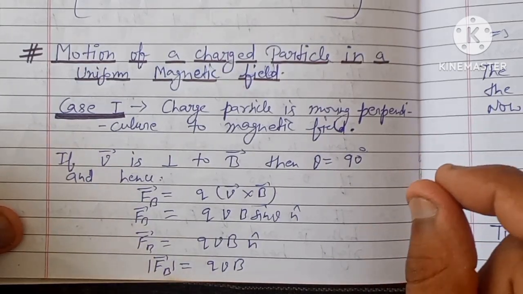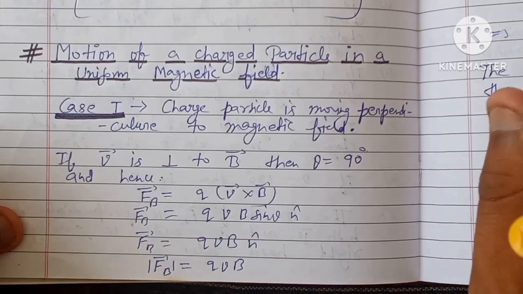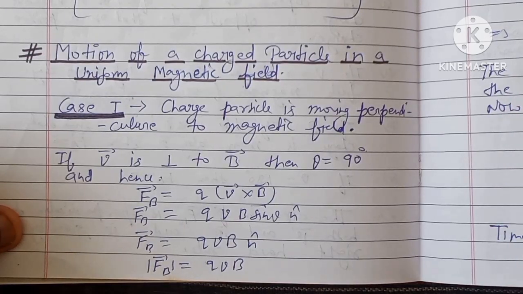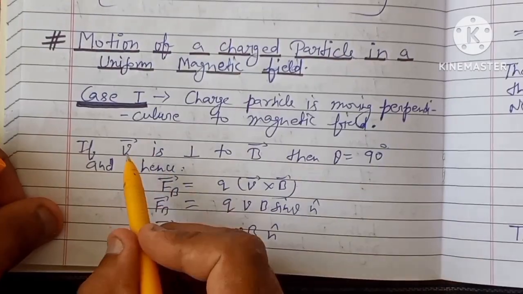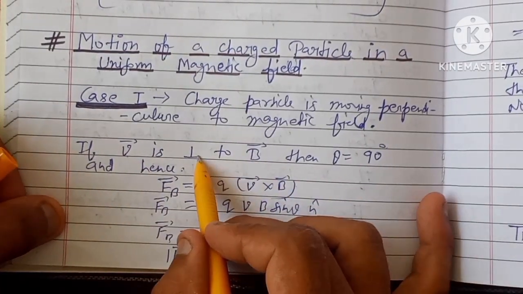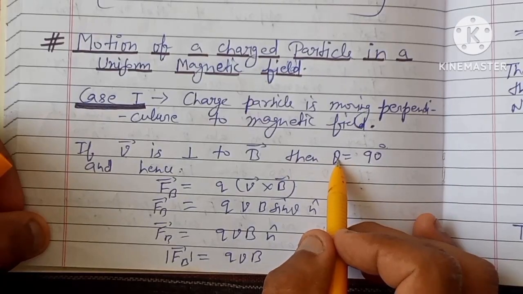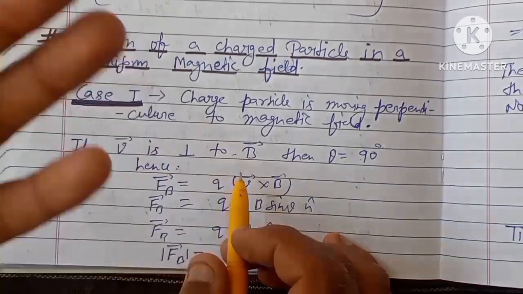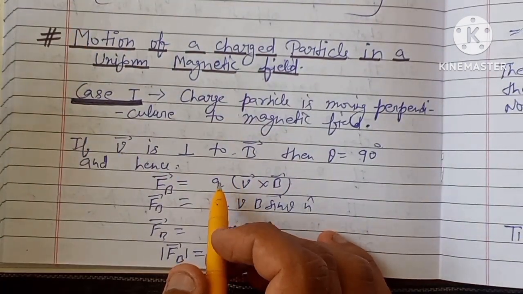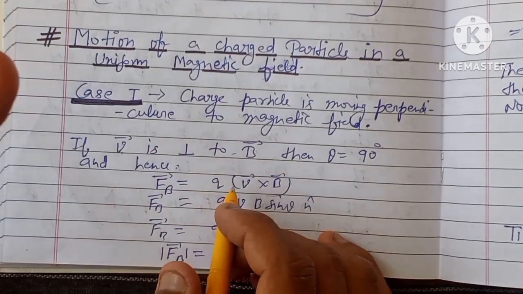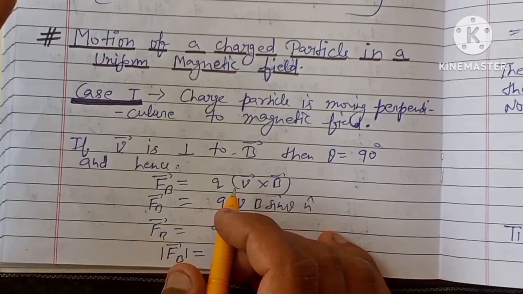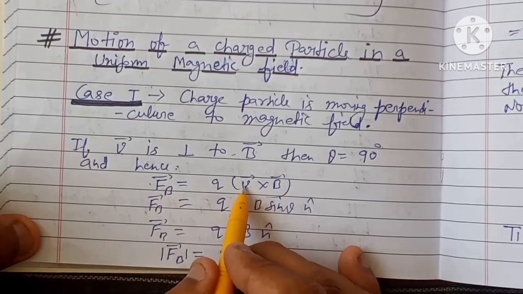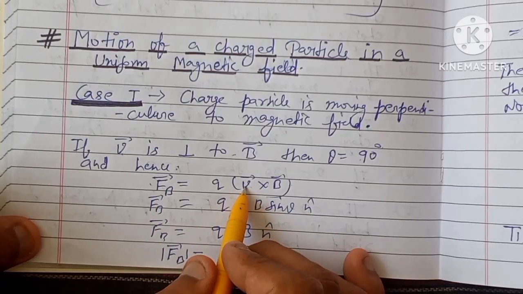Case first is that the charged particle is entering the uniform magnetic field perpendicularly. So since here the velocity vector and the B vector are both perpendicular, there is an angle of 90 degrees between these two vectors. And from our previous knowledge, we know that if a charged particle moves with a velocity v in the magnetic field, then the force exerted by the magnetic field on this charged particle is given by this formula that we have already discussed in our previous video.